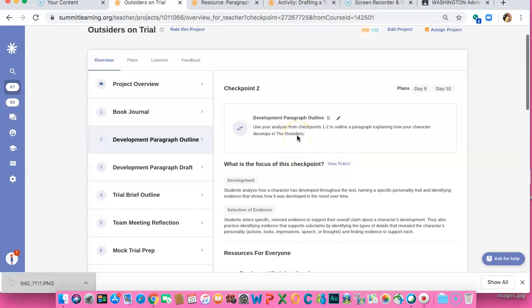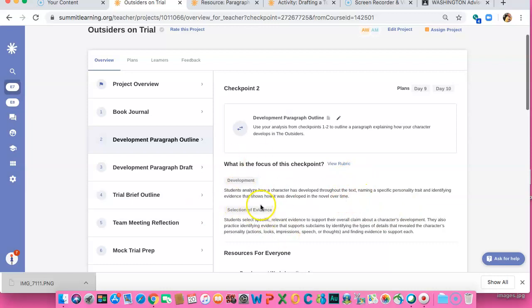develops in The Outsiders. So we talked a little bit about some resources to use, some things to look out for as you were going through your reading, right? So to just speak to your character development. So the focus area for this checkpoint, of course, is development, what we talked about. You have to analyze a character who is developed throughout the text. Give me specific personality traits, some flaws, things like that we talked about, of course, during your development, and identifying some evidence that shows how it was developed over the amount of time that we read the story.